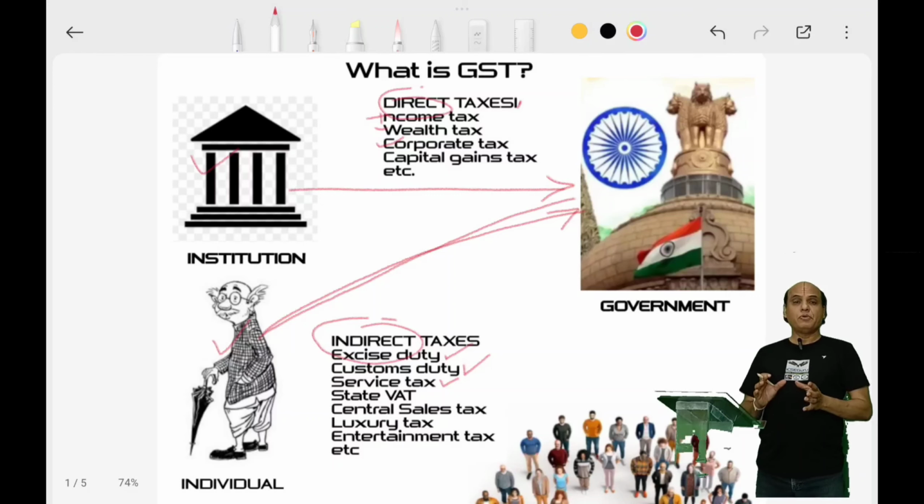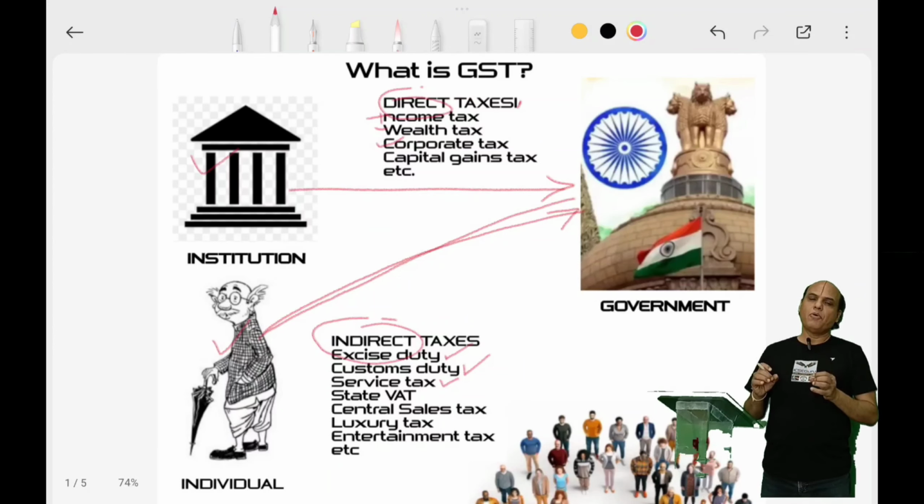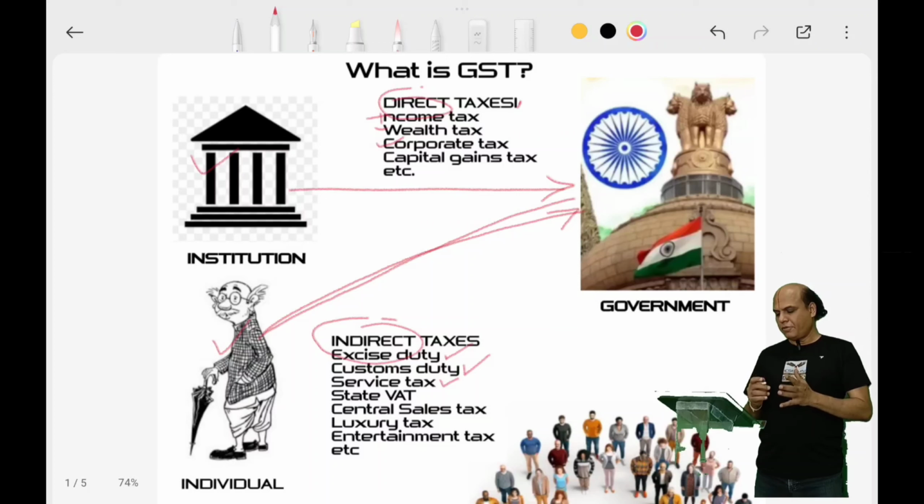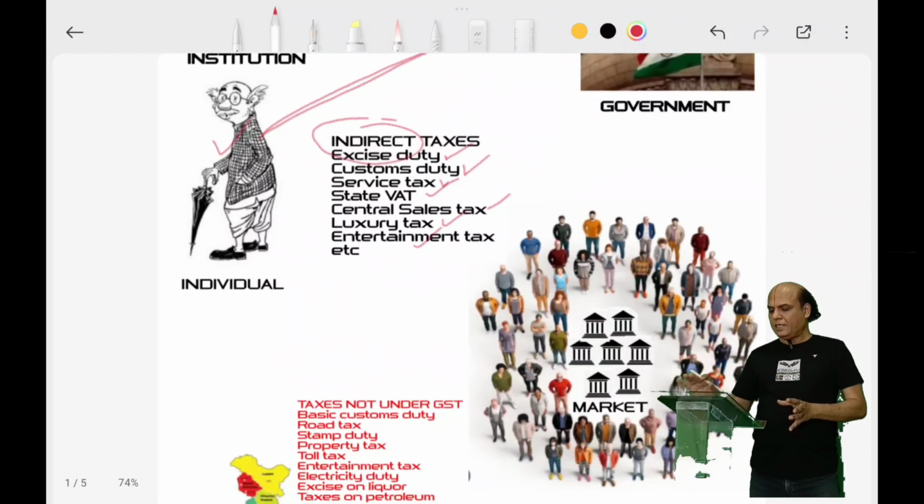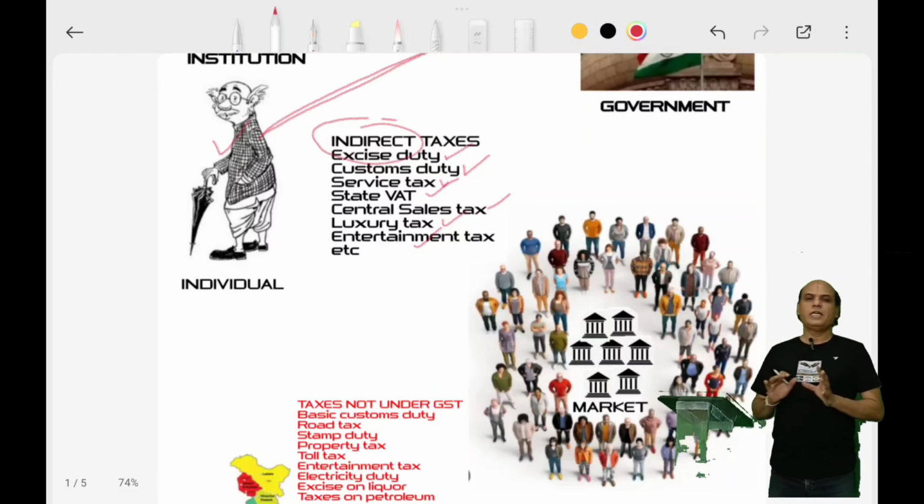The tax imposed by various states. There are 28 states in India. Each state has got its own tax regime. So there are different kinds of state VAT taxes. Then there is central sales tax, luxury tax, entertainment tax. So there are so many indirect taxes that were prevalent earlier.